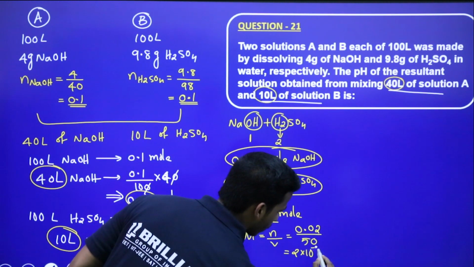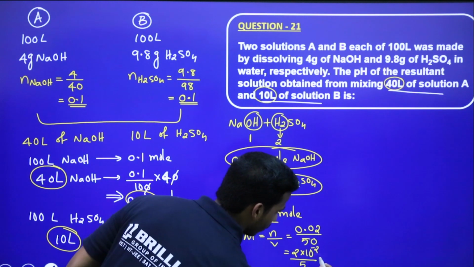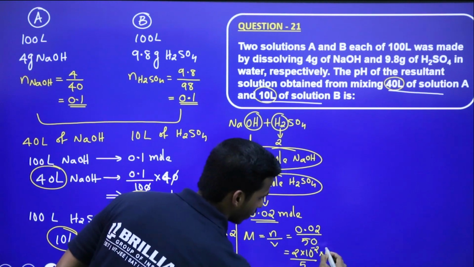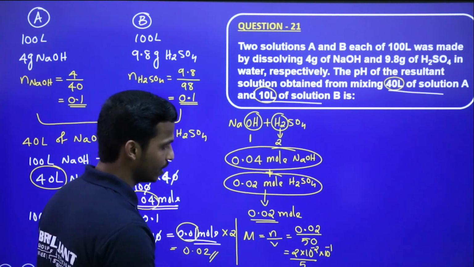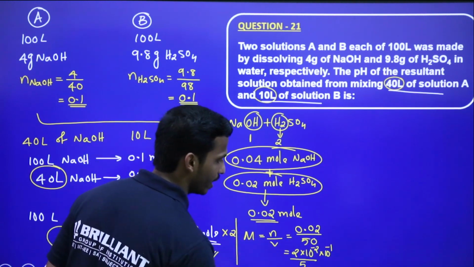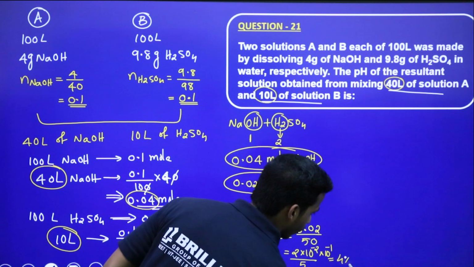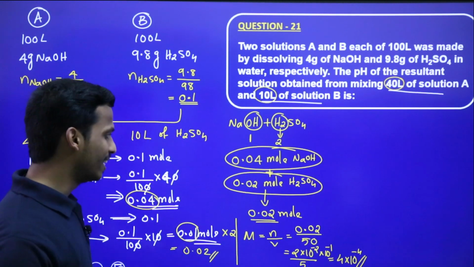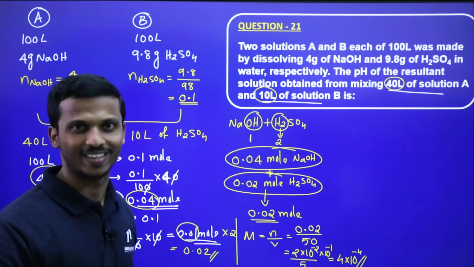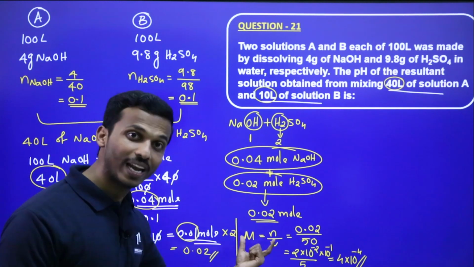We can write 2 into 10 to the power minus 2 divided by 5 into 10, right? It will come 10 to the power minus 1. 2 by 5 is 0.4, so 0.4 into 10 to the power minus 3. We can write that as 4 into 10 to the power minus 4. Yes or no? This is the concentration of NaOH, right?